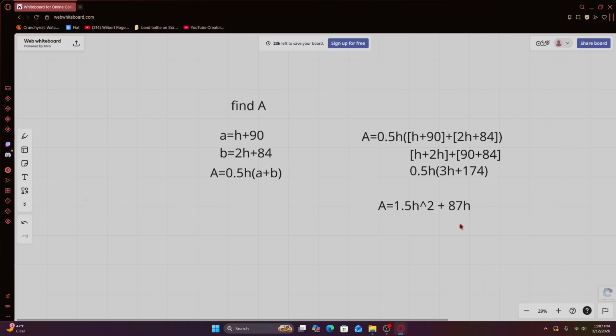If you did your work correctly, you should have taken our original equation and substituted a and b for h plus 90 plus 2h plus 84. And we should have combined the like terms, so h plus 2h and 90 plus 84 to get 3h plus 174. And then we multiply it by half h from the original equation to get 1 1/2 h to the power of 2 plus 87h is equal to A, or area.